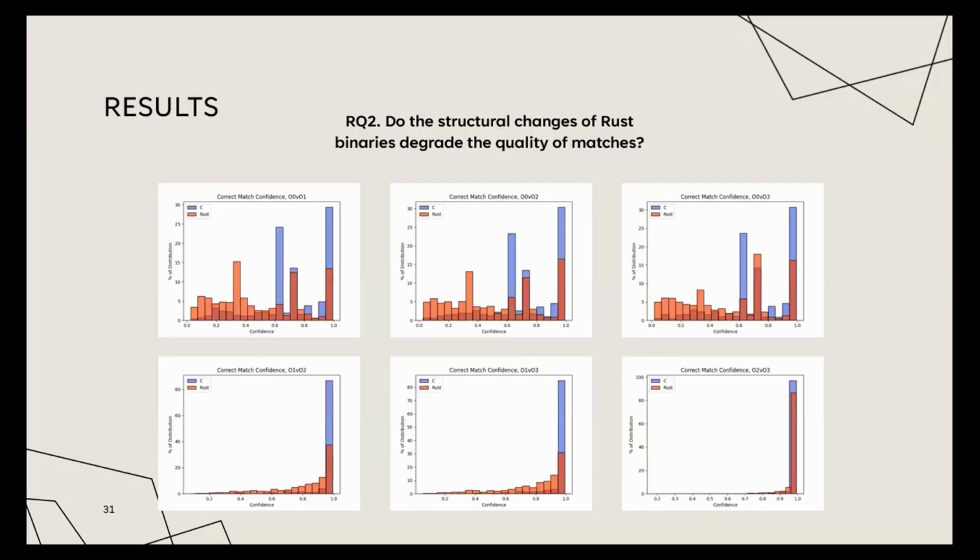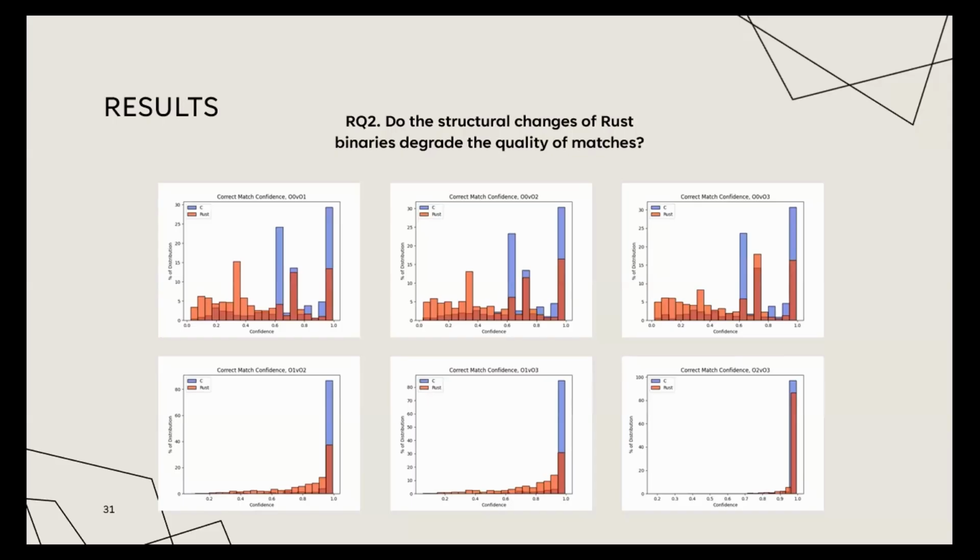So our second question was, do the structural changes of Rust binaries degrade the quality of matches? Here we use confidence as our substitute metric, because confidence is an average of the quality of the algorithm that did the match. So what we see here is that although BinDiff is able to match components in our Rust binaries, they're having to match with much lower quality algorithms. They're having to drill down much further than they're having to do with C.